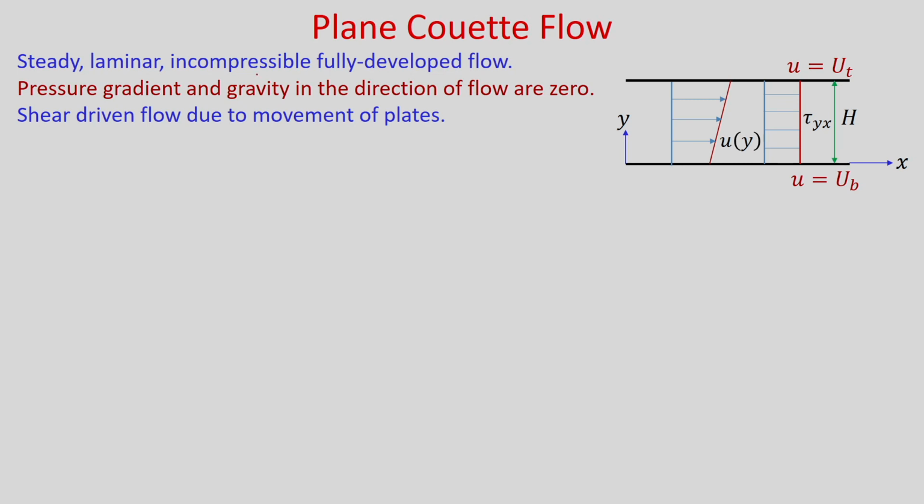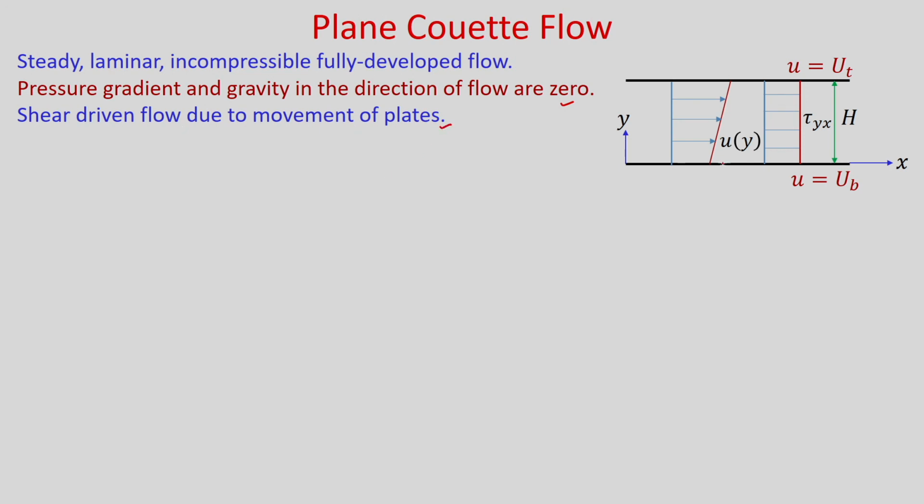Now, let us consider plane Couette flow, which is known as shear driven flow. So, flow inside two parallel plates, where one plate is moving with respect to the other. So, we are assuming steady laminar incompressible fully developed flow, and as we are considering plane Couette flow, pressure gradient and gravity in the direction of the flow are 0, and it is shear driven flow due to movement of plates.